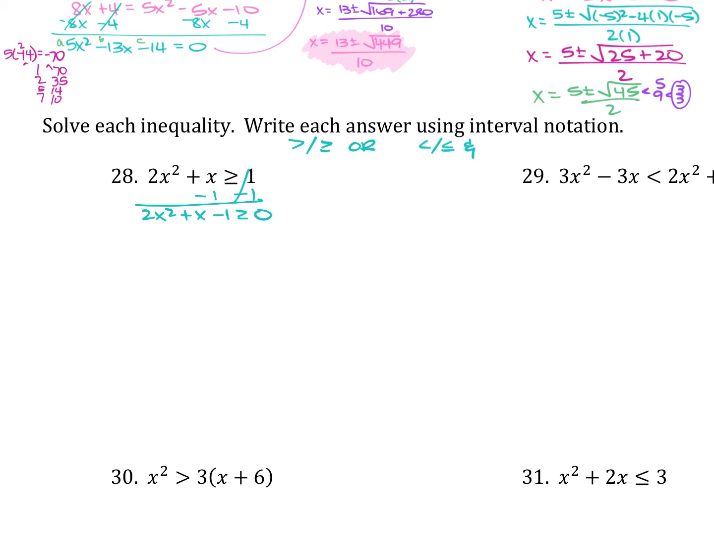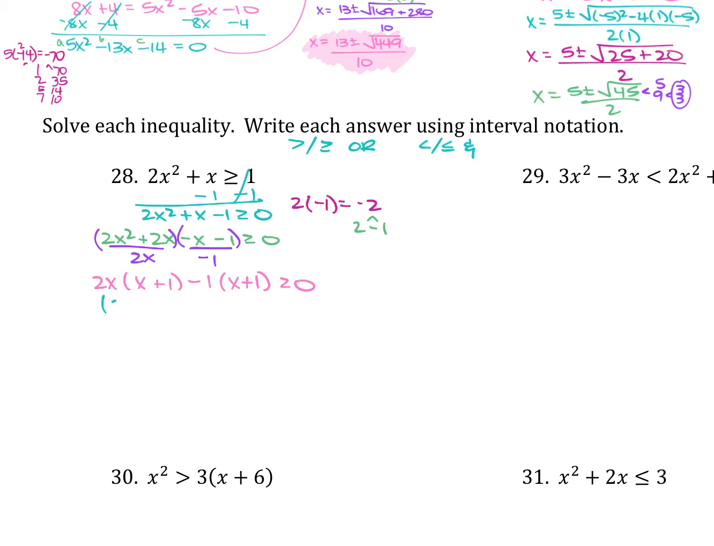Your a is something other than 1, so multiply your 2 times your negative 1. That gives you negative 2. Your factors of negative 2 that add up to be positive 1 are 2 and negative 1. So this gets rewritten as 2x squared plus 2x minus x minus 1 is greater than or equal to 0. From here, factor by grouping. You're going to factor out a 2x from the first, a negative 1 from the second. So this is 2x times x plus 1 minus 1 times x plus 1 is greater than or equal to 0. You have two sets of parentheses here, the 2x minus 1 and the x plus 1, which is greater than or equal to 0. Set these both greater than or equal to 0 and solve them. So you have 2x minus 1 is greater than or equal to 0, and x plus 1 is greater than or equal to 0.